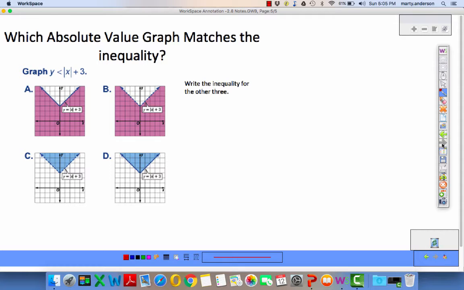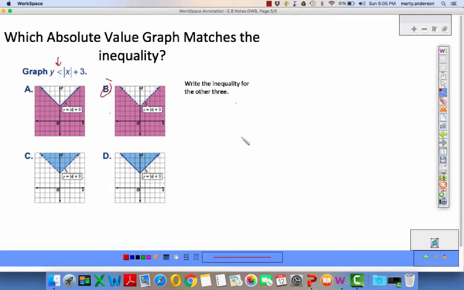Again, we're just reading the graph. Less than, so it's got to be dotted. That means it's B or C. Y is less than, so we are dotted and shading below. It's going to be B. B is going to be the correct answer. B is correct.